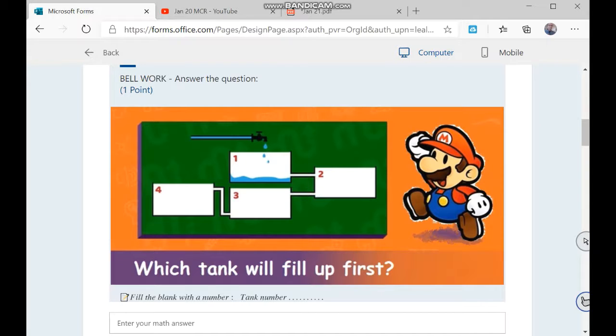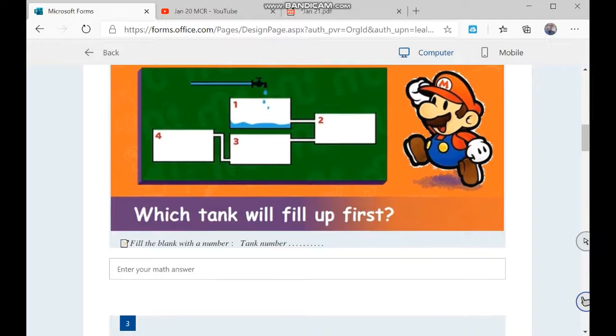Which tank will fill up first? It's not exactly a math question, it's a logic question. And I give you 3 more seconds to answer. The last chance. 3, 2, 1. Okay, let's find out the right answer.